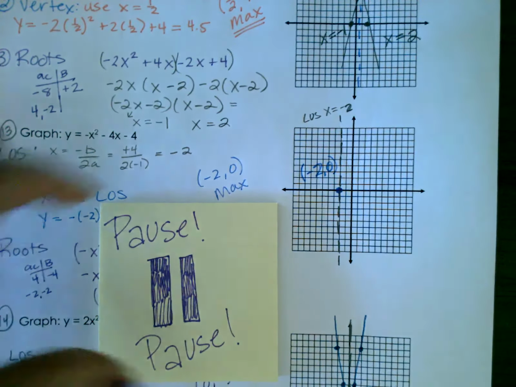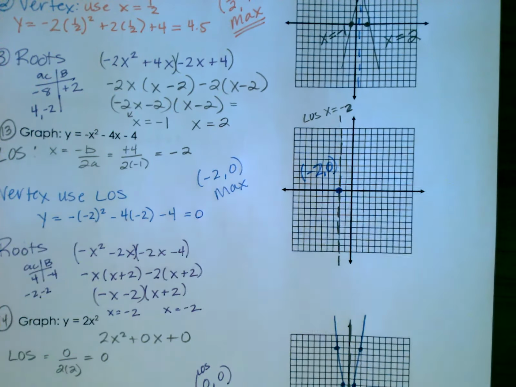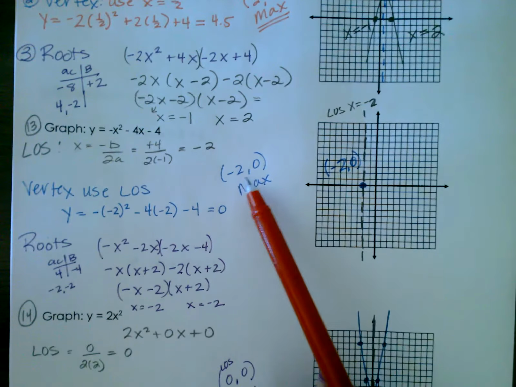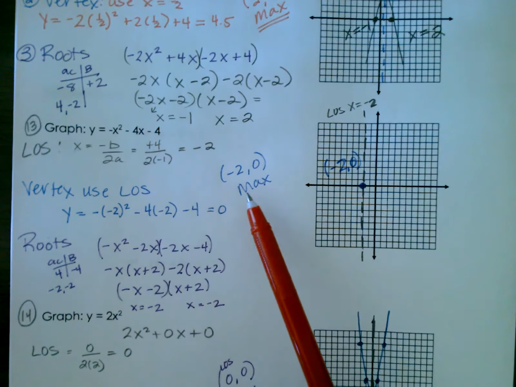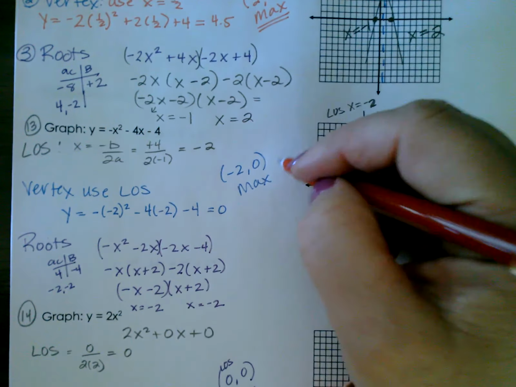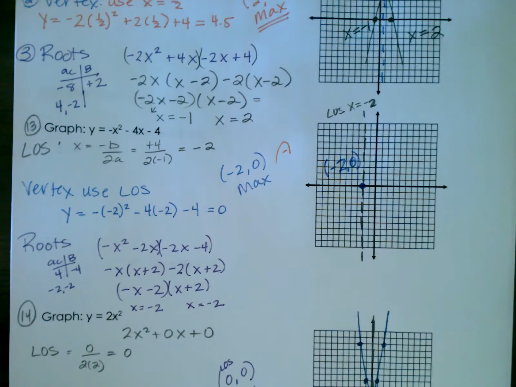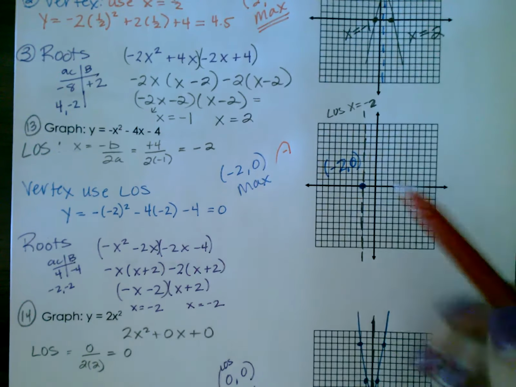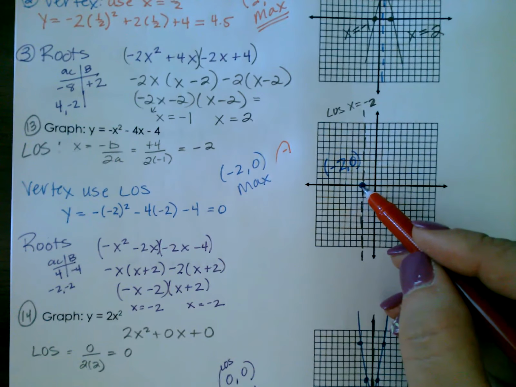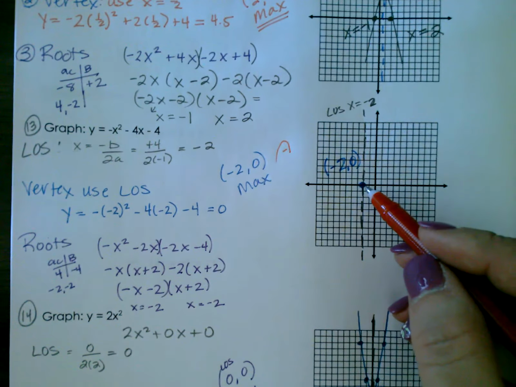Thank you for pausing the video. Now, these were a little different, but I hope you gave it some thought and you gave it a whirl. Let's compare our answers so far. For this one, I ended up with a vertex of -2, 0. Because A is -1, it is a max. So I know it's going to be a frowny face. It's going to look like that because A is negative. My line of symmetry is -2, put that in. I get a vertex of -2, 0.